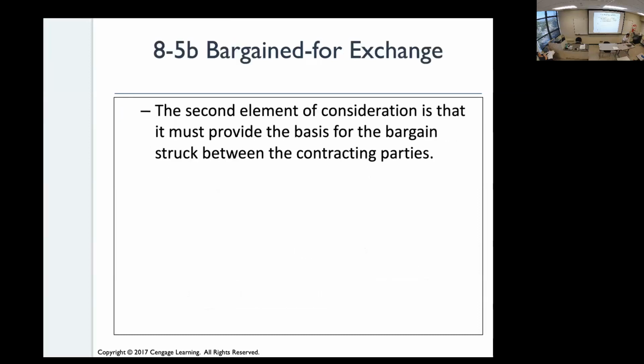Bargain for exchange, again, part of consideration. The second element is that it must provide the basis for the bargain struck between the contracting parties. So how do you say in English, tit for tat or something like that? Quid pro quo, yeah. You get something for something.